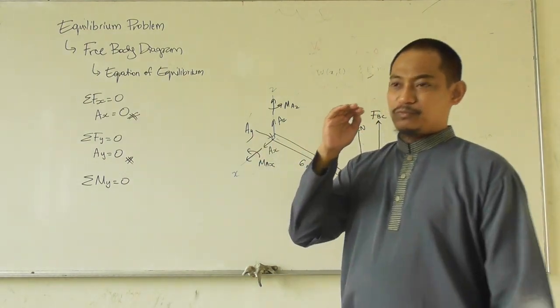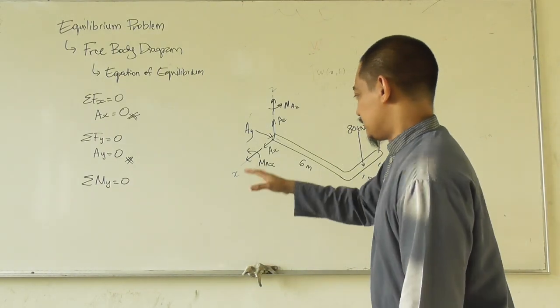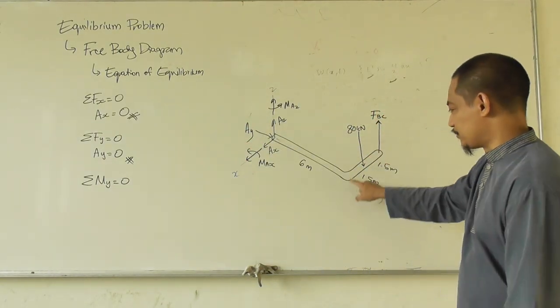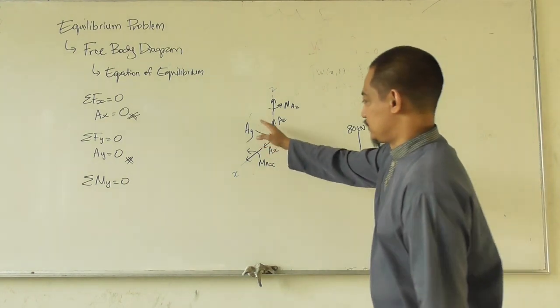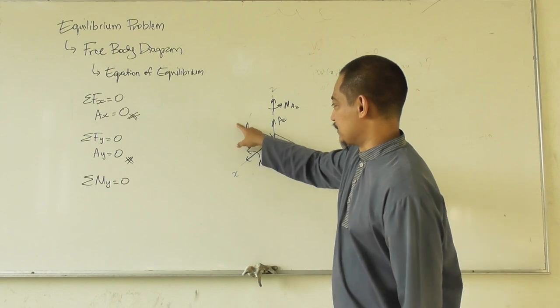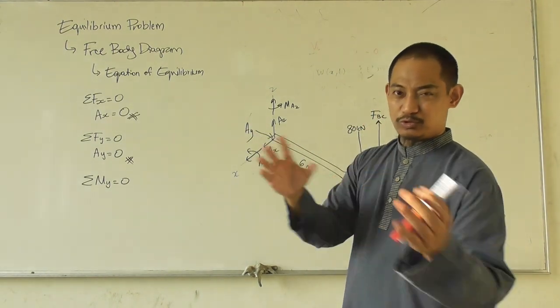Meaning when you say summation of moment about y-axis is 0, it's summation of moment of all the forces about y-axis, because this produces moment about y, this produces moment about y, this does not, etc. Right? So this is what it means. This one is a different thing. You don't have moment here, no problem. So do not confuse the two.